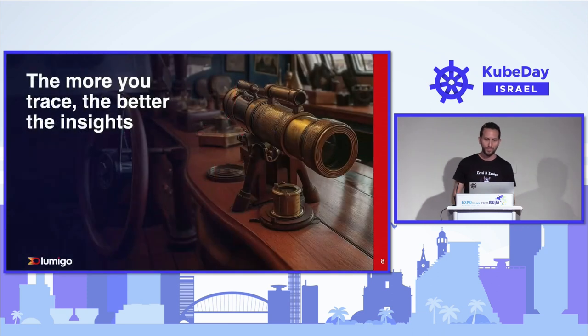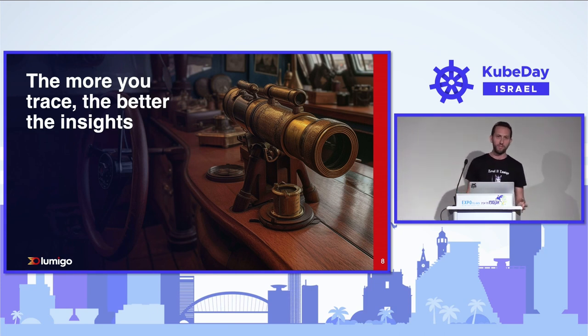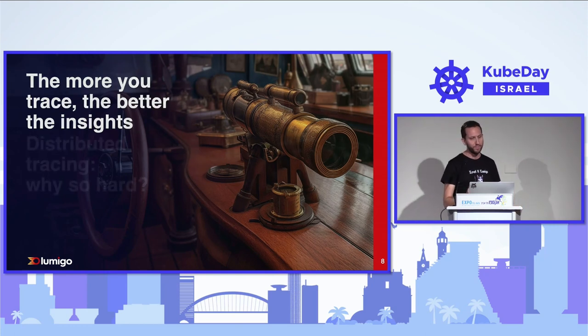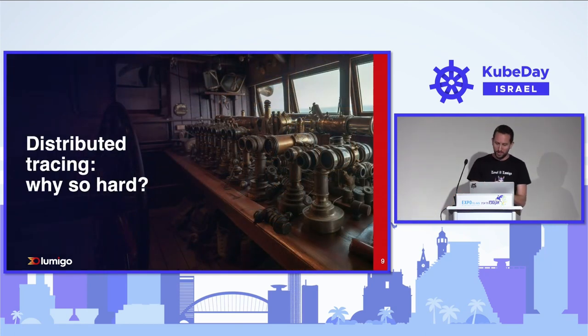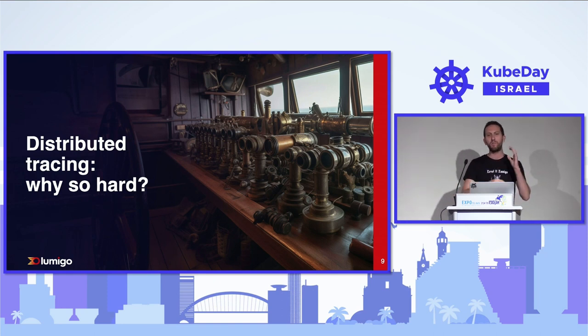Now, distributed tracing disproportionately benefits from the network effects. In other words, the more you trace, the better the insights, the better the visibility, the more holistic picture you get for your application, for your Kubernetes cluster, in this case. It sounds easy, but it's actually very difficult. Imagine you have a cluster, multiple namespaces, multiple objects, different cron jobs, deployments, daemon sets, etc. Hundreds of these objects running in your cluster.